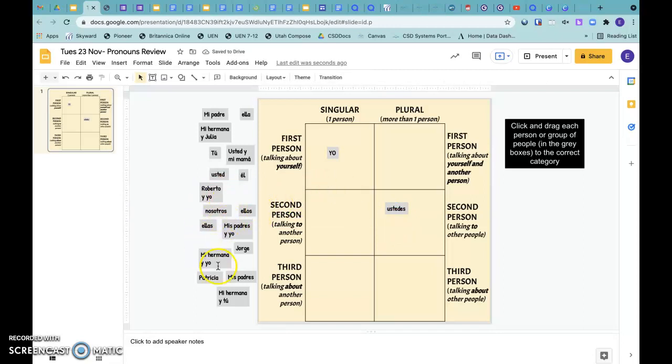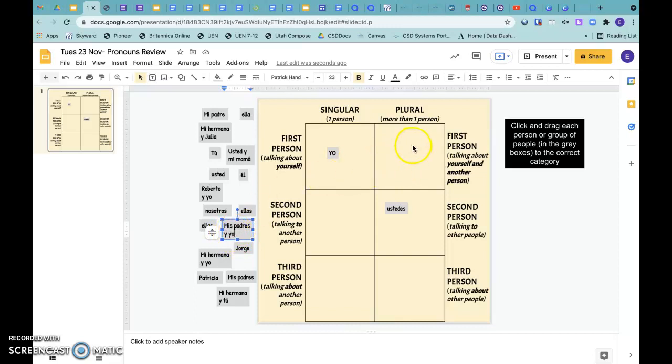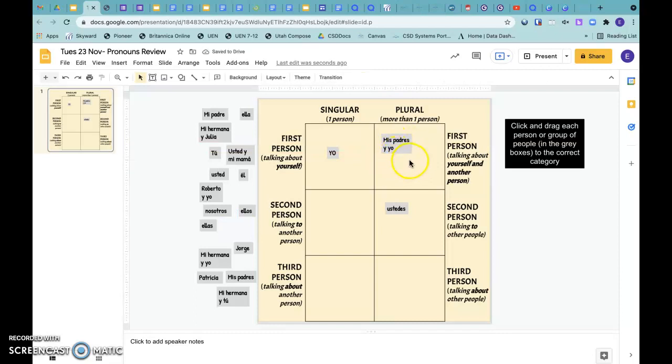Now some of these are trickier. We have like mis padres y yo. So which spot would this land in? So it's talking about myself, but it's more than just myself. That's plural, so we're going to put this here. This would be a we, right? My parents and I. Nosotros in Spanish, we in English. So if you are included with anybody else, it's going to land in this box.